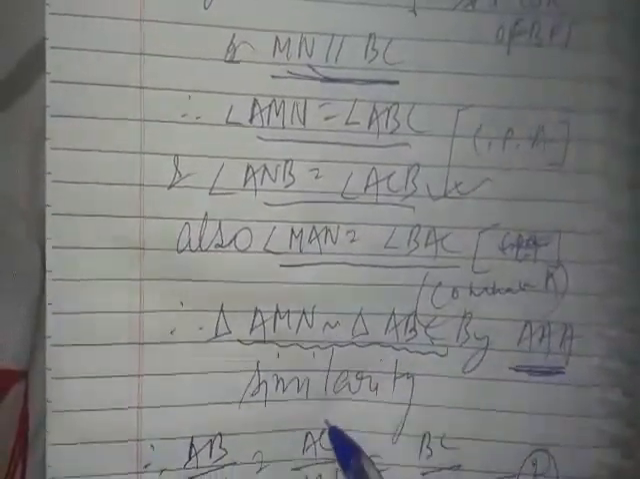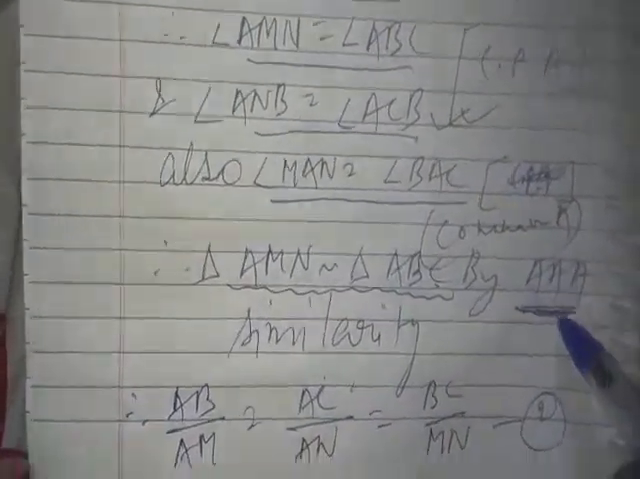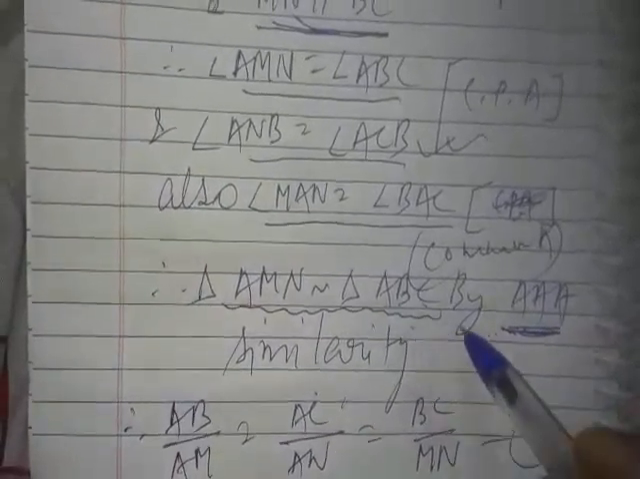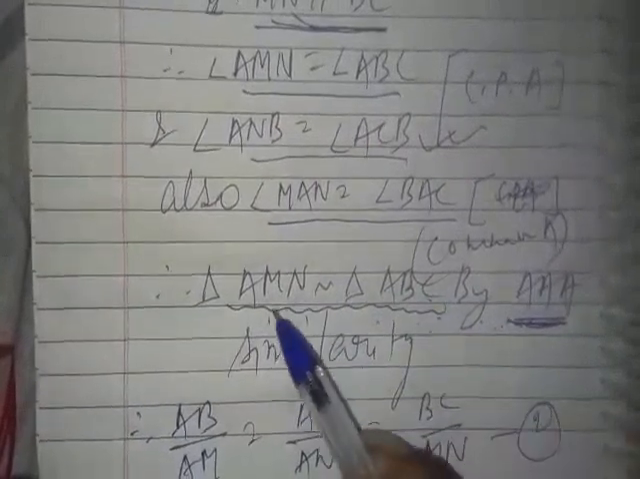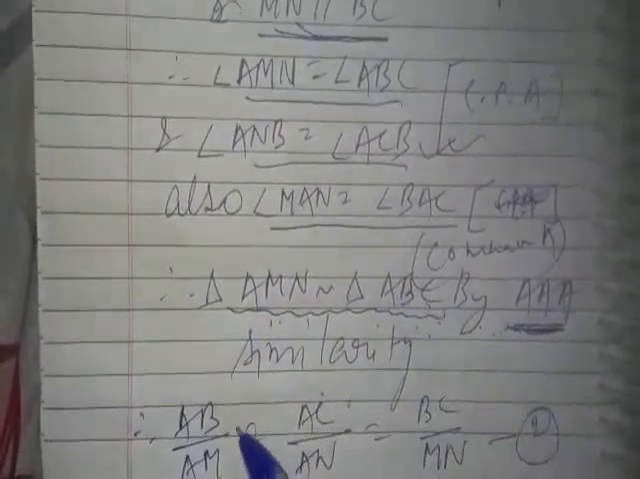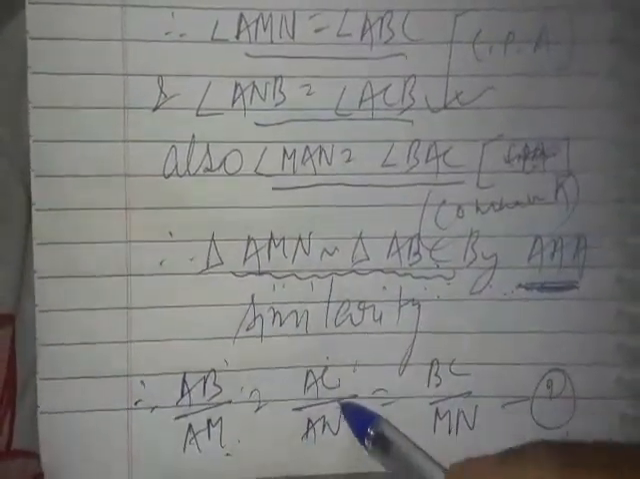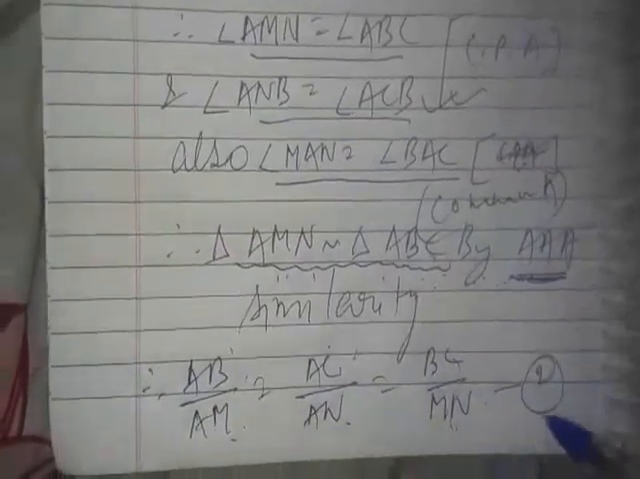That is the theorem which we have just proved. Earlier we have proved that two triangles are similar if the three angles of one triangle are correspondingly equal to the three angles of another triangle. So when these two triangles have become similar, their corresponding sides are in equal ratio. It means that AB by AM is equal to AC by AN is equal to BC by MN. It is equation number 2.